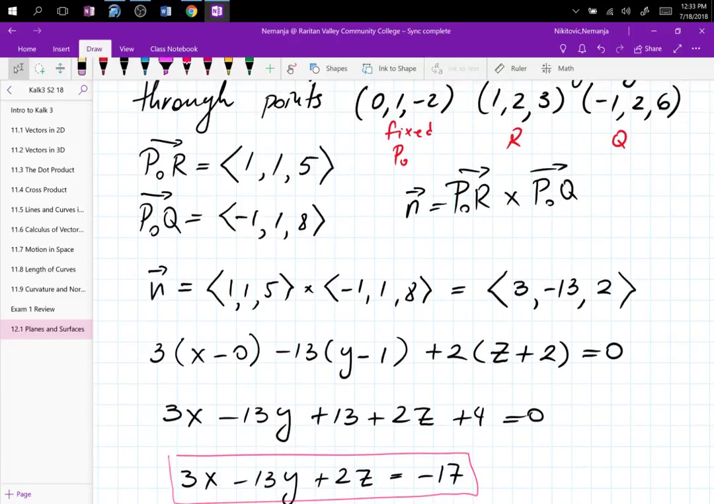You get the same answer if you change it. Yes, but you have to get the same answer if you change. But see, the trick is that you also have to be careful if you change the fixed point, right? You have to be careful which way you subtract values. Okay, so the fixed point is the P0 point.